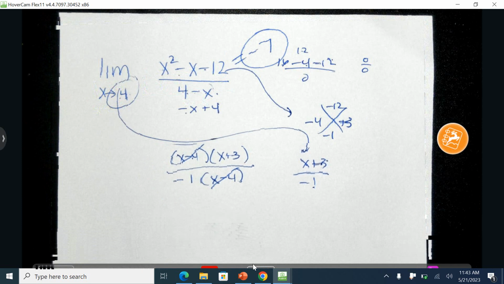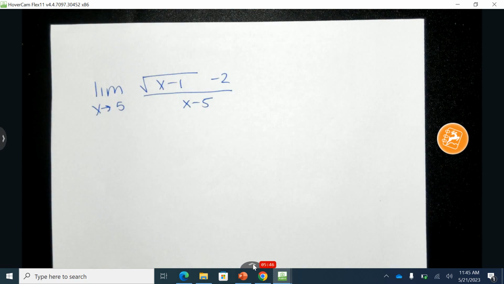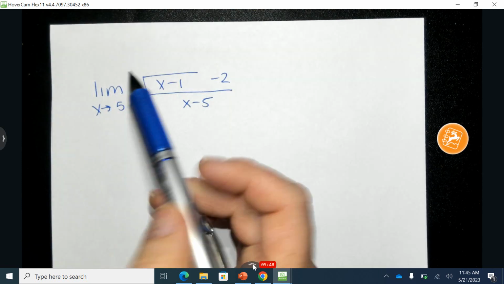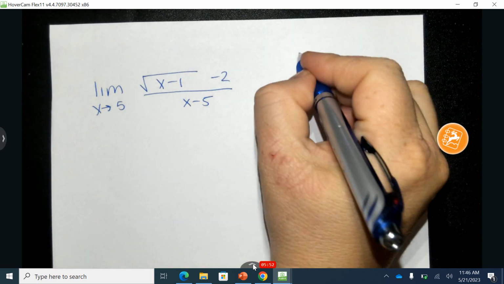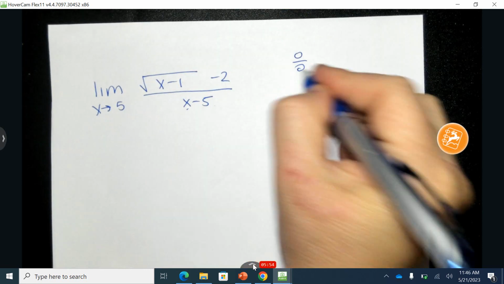Number 4 from the try these, evaluating limits. So when I look at this again, I start by plugging in 5. 5 minus 1 is 4. The square root of 4 is 2. 2 minus 2 is 0. And 5 minus 5 is 0. We have a hole in the graph.